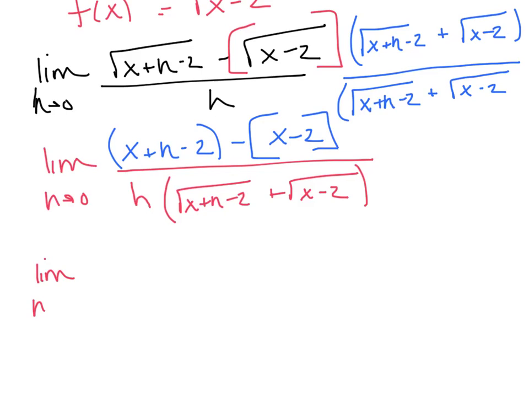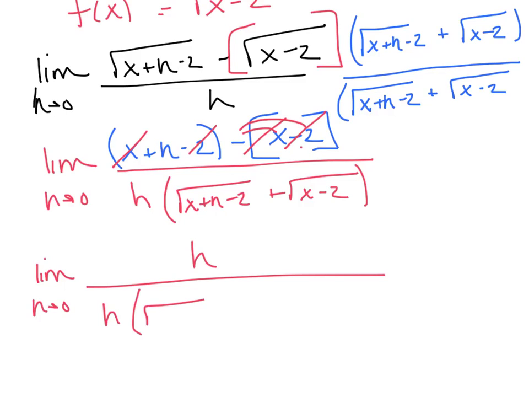I have the limit as h approaches 0. This is going to make a negative x and a positive 2 if I distribute this negative. So my negative x will cancel with this one, positive 2 will cancel with this one, and all I'm left with is h on top. Now again, if you did it right, things cancel, which they did, and I can go one step further. I can get rid of these h's because I'm multiplying again. So I have 1 over this junk.